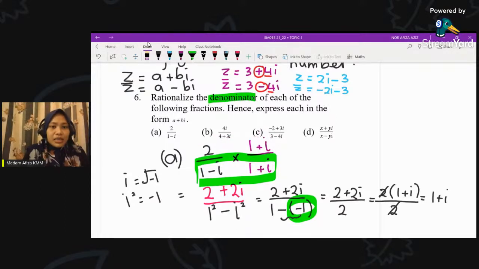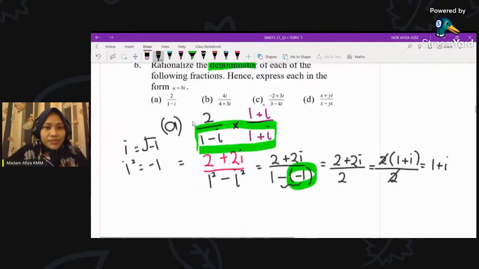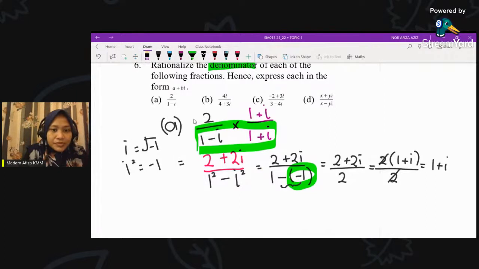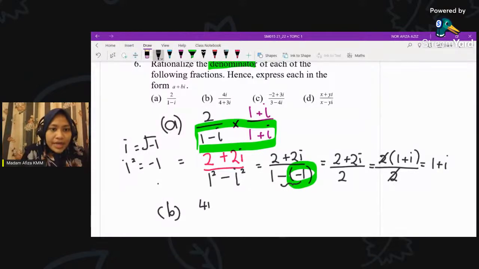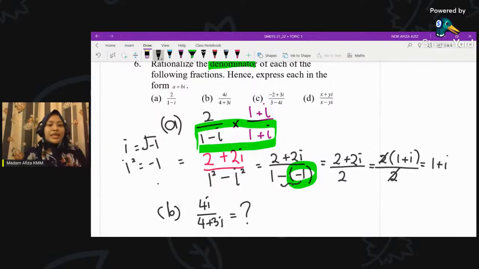Okay, question B. So we have 4i over 4 plus 3i. Let us try question B. Let me write the question again. So for part B, we have 4i over 4 plus 3i. What is the rationalized answer?